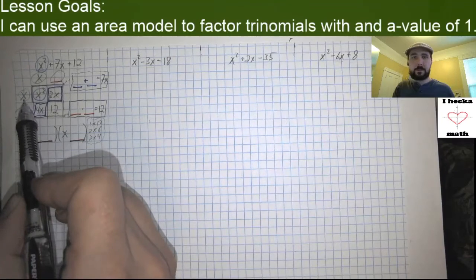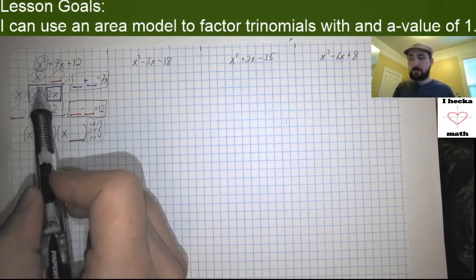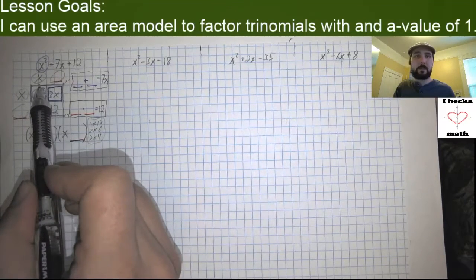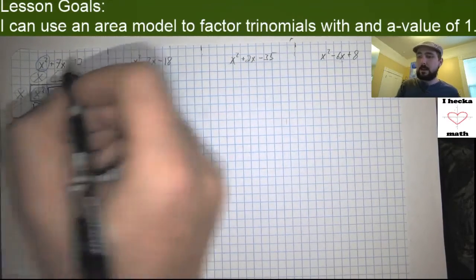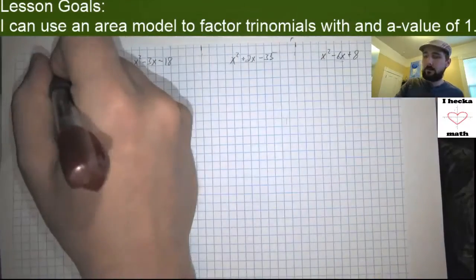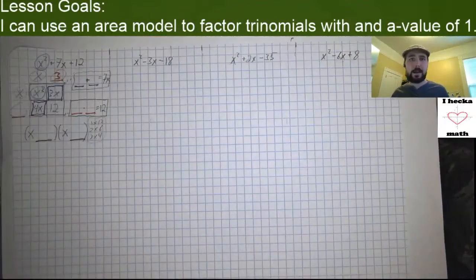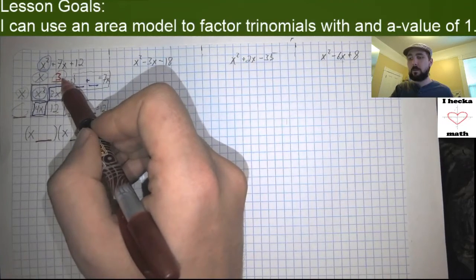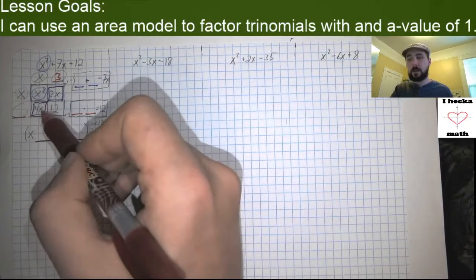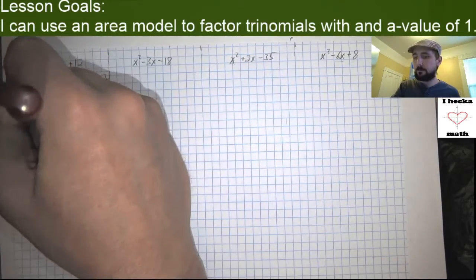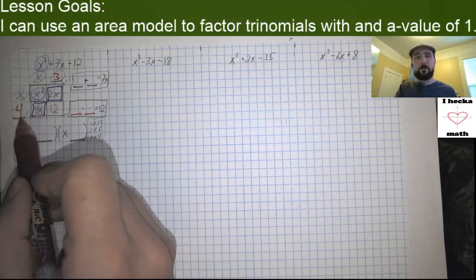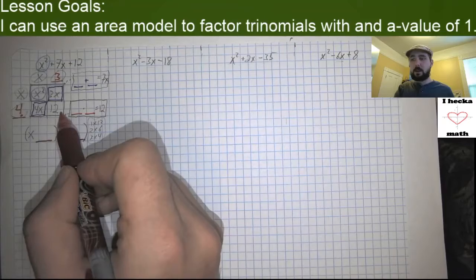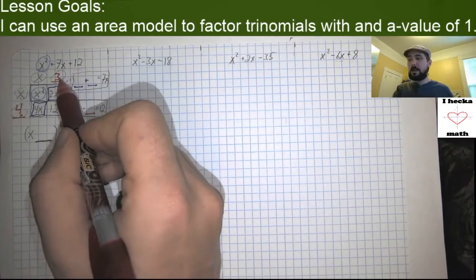comes from this x over here. This x, remember, is this side here, so this x comes from this x up here, which means the 3 must come from the side of the rectangle. So this 3x comes from the 3 over here being multiplied with the x over here. The 4x, the 4 will come from the 4 over here and the x over here. Same way the 12 comes from multiplying the 3 and the 4.